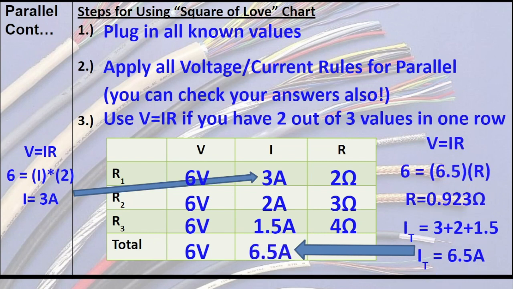Lastly, we have resistance, and we could solve for this 2 ways. We could use that really difficult equation on the last slide, or we could just use Ohm's law to figure out resistance. Ohm's law, V equals IR. 6 is our total voltage. Our total current is 6.5. So we solve for R, and we get R is equal to 0.923 ohms.